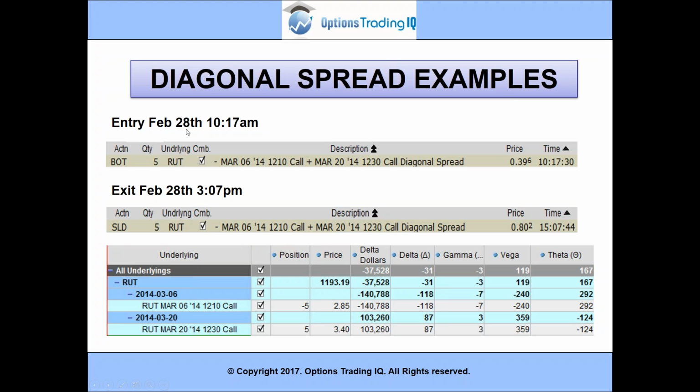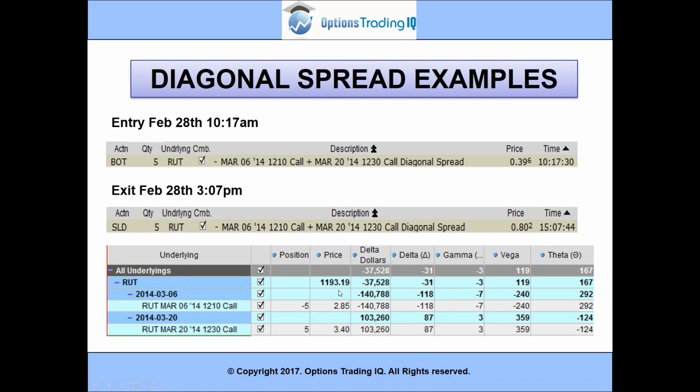Next one entered just a couple of days later. Again, Russell's still really overbought at this point on the daily time frame and also the 30-minute time frame. This one entered on Feb 28th. This is a really short-term trade, so an example of how you can make a quick profit on the downside, and we exited later that day.